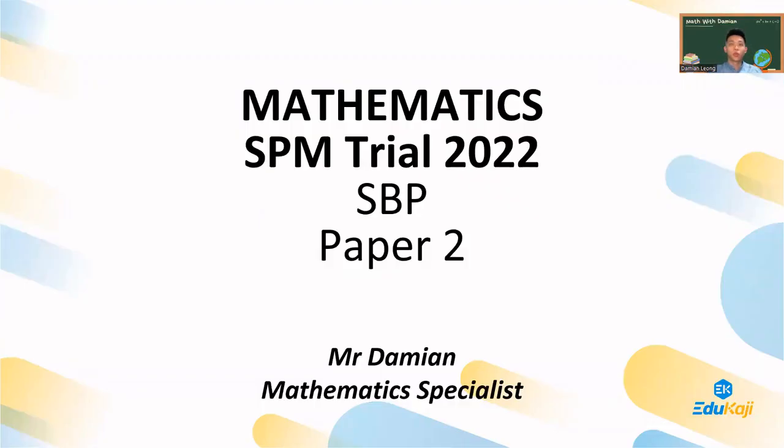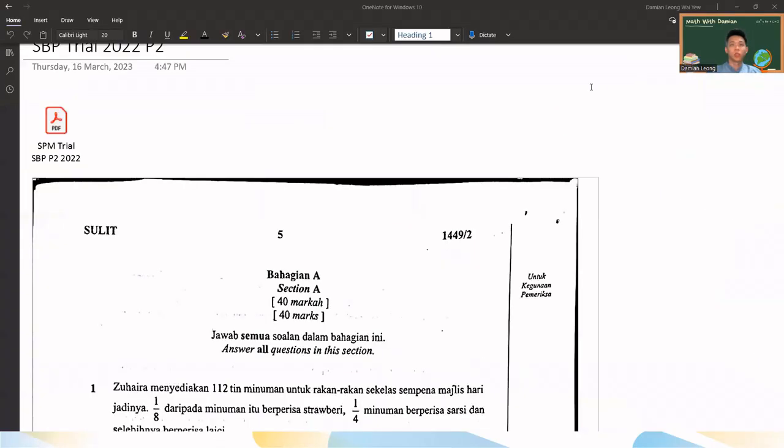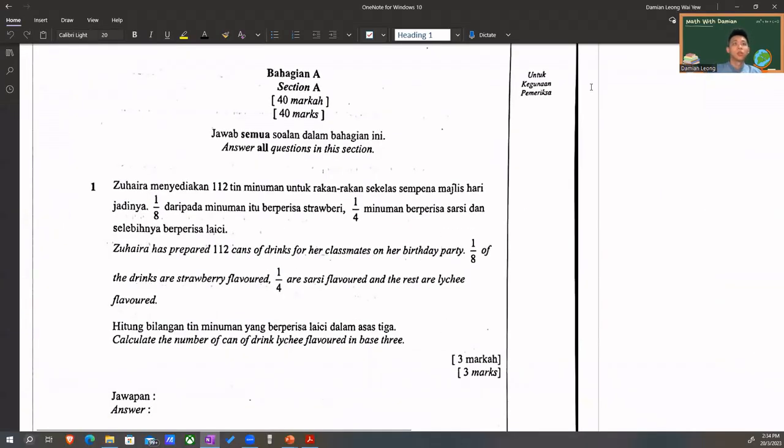All right, so we're going to go through the SPM trial paper for 2022, SBP paper 2. So let's move on to questions. So the first question in paper 2 here, question 1.